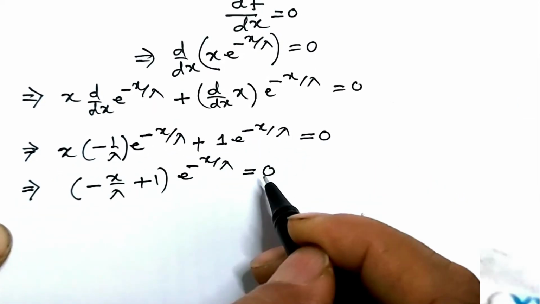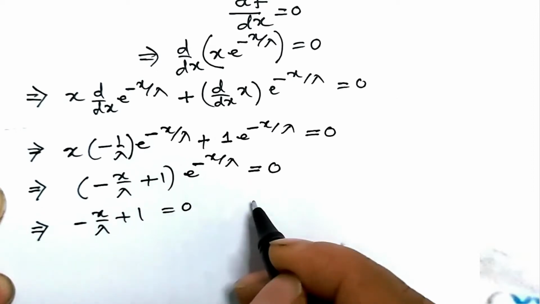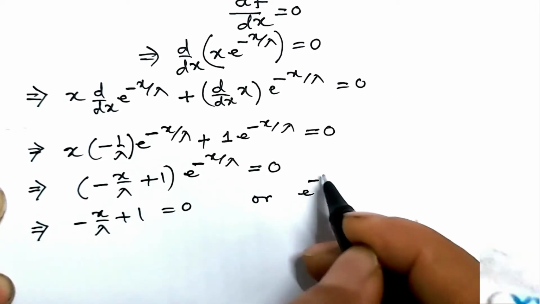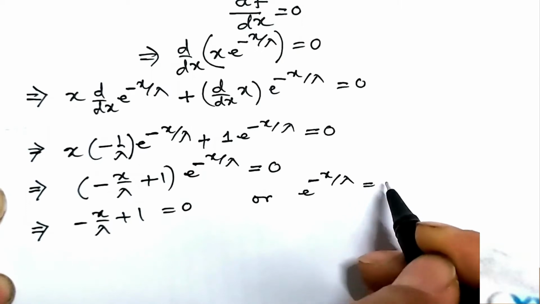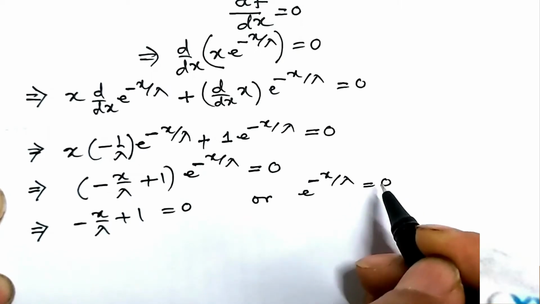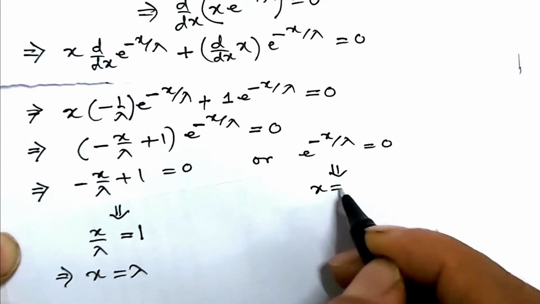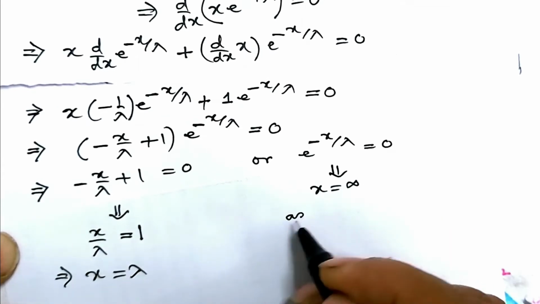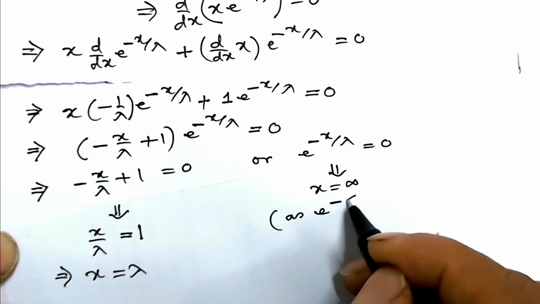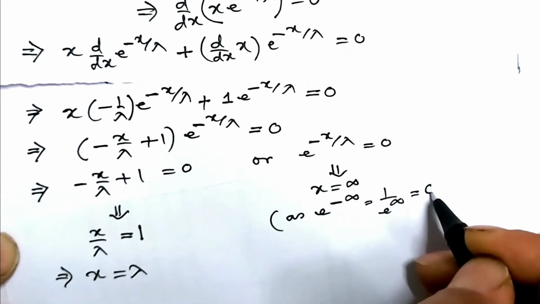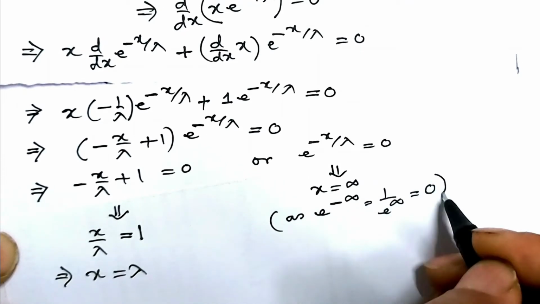Clearly the product of two terms is 0. That means either minus x by lambda plus 1 is 0, or it may be that e to the power minus x by lambda is 0. Which to accept? Let us find what this leads to. It leads to a value of x equal to lambda, and this option leads to x equal to infinity. Why? As e to the power minus infinity is 0.